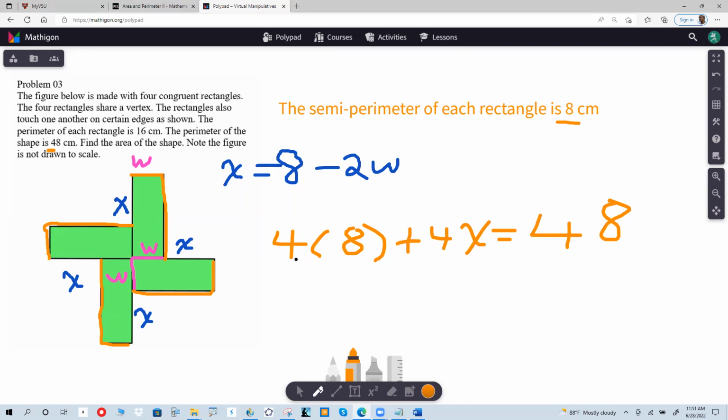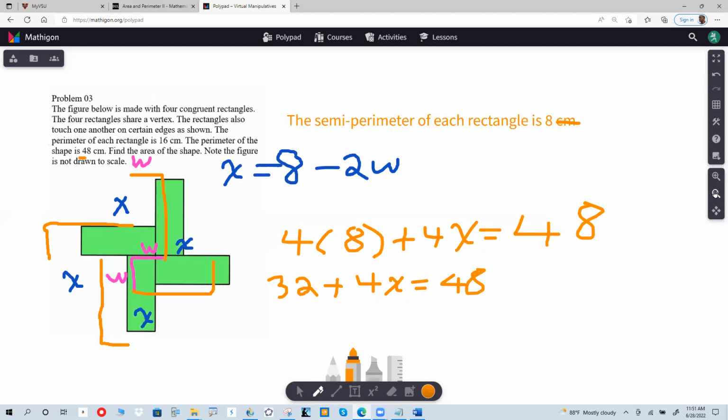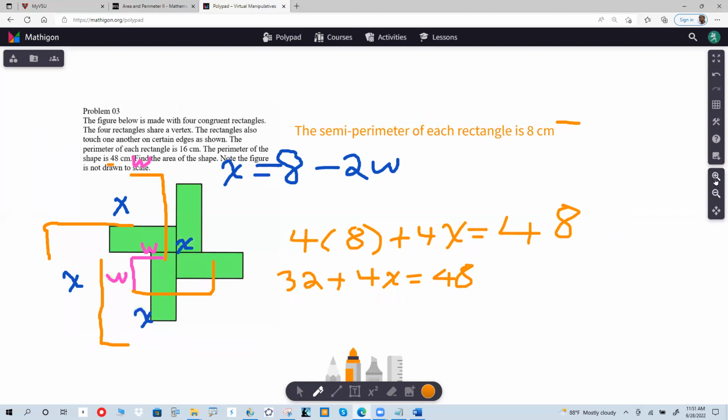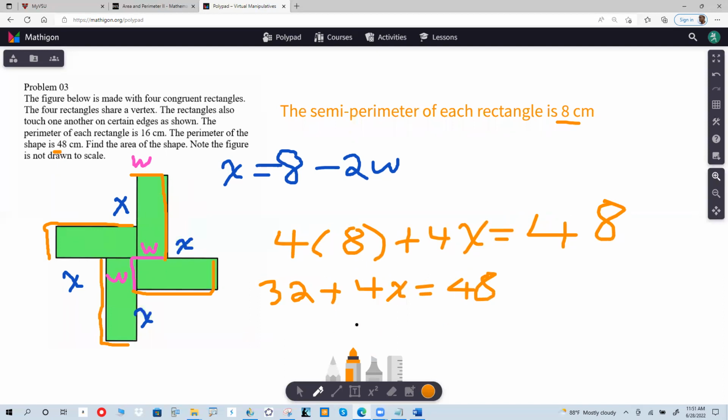And I will solve for X or W. We're going to soon see what we mean. 4 times 8 is 32, plus 4X is equal to 48. Okay, that's a little bit of a problem then. So 4X, I can't move things too much. 48 minus 32, if I'm not mistaken, is 16. Therefore, X is 16 over 4, which is 4.